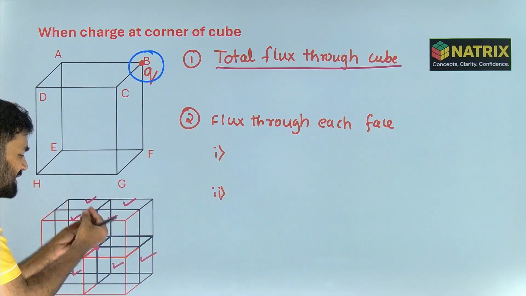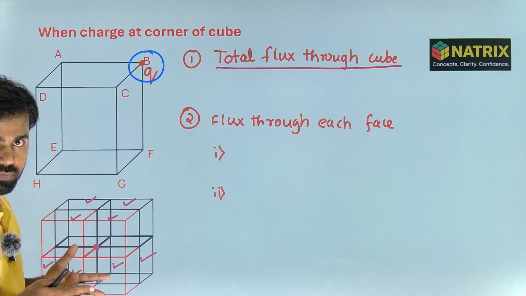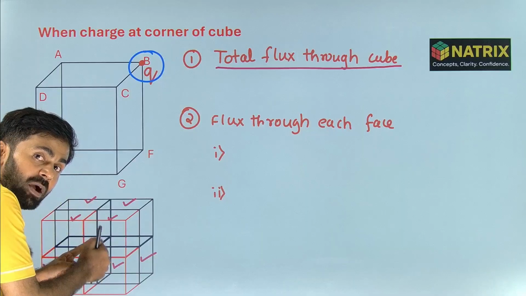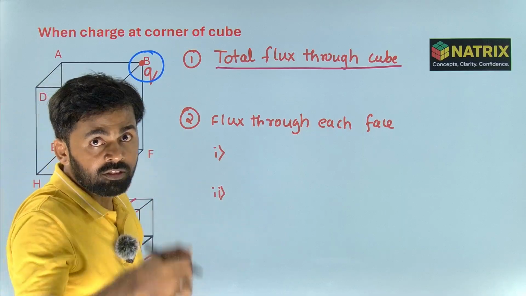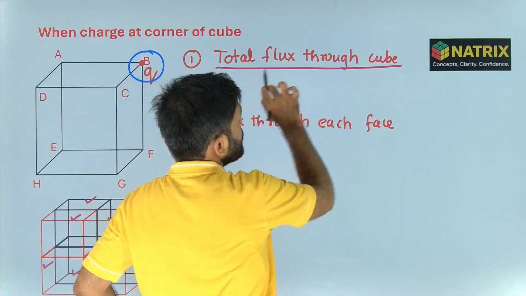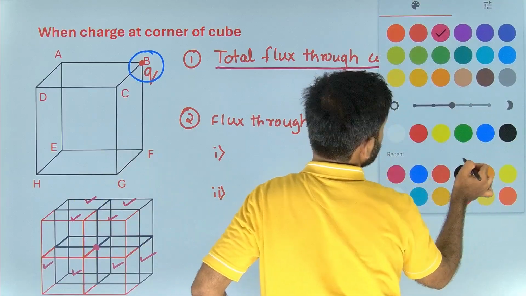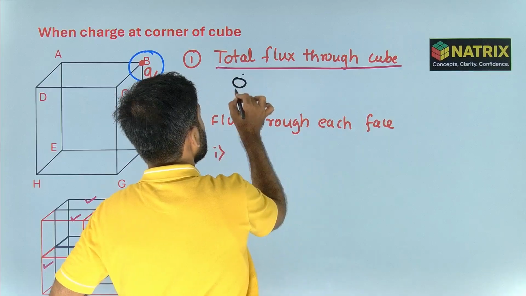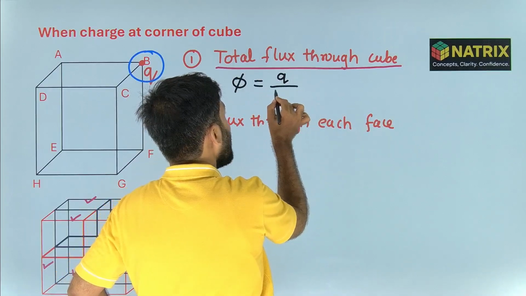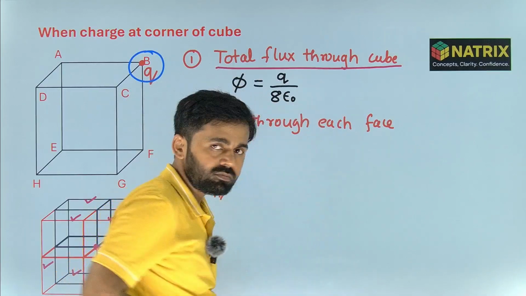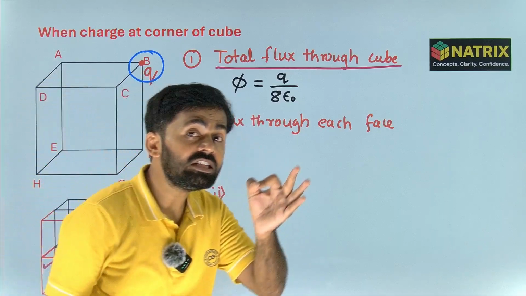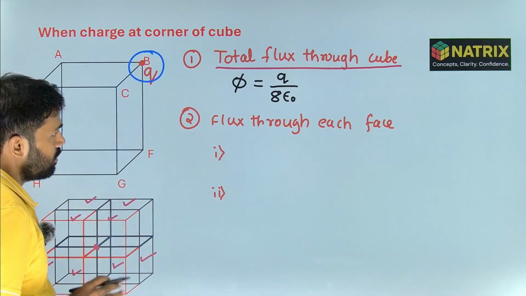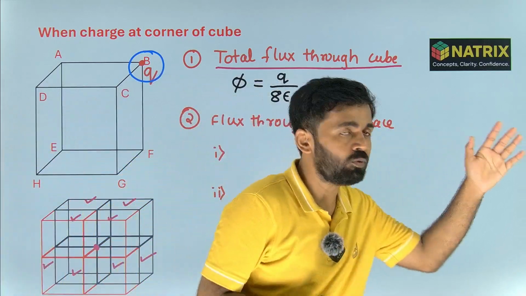What is the total flux passing through each cube? When I take the charge at the corner, the corner is shared by 8 different cubes. That means the flux through each cube can be given as Q by 8 epsilon naught. Why? Each corner is shared with 8 different cubes. Now, what is the flux through each face now?